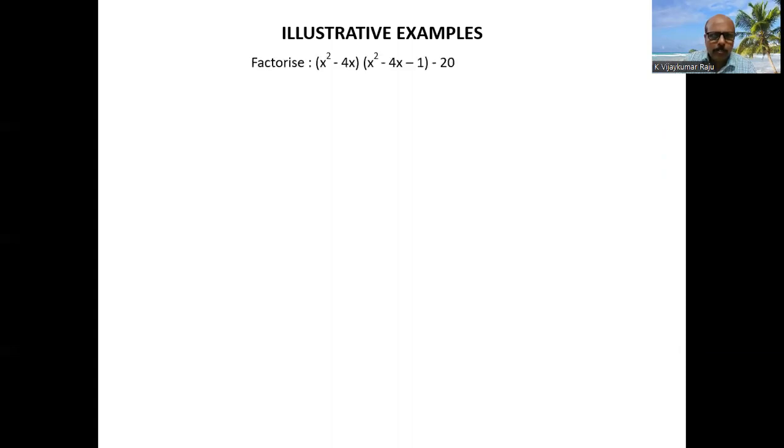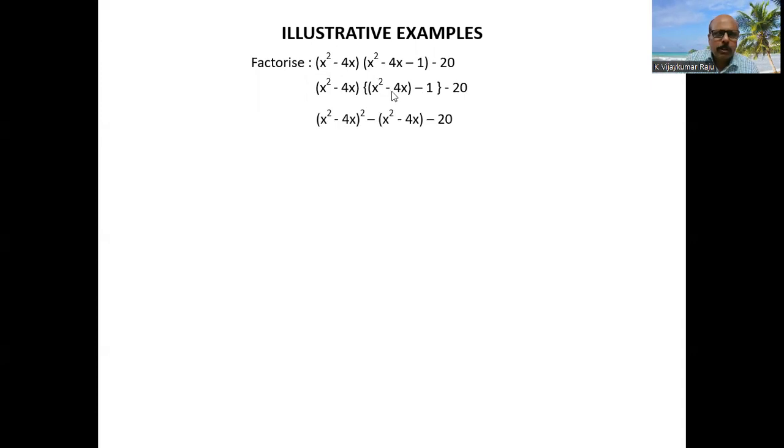Now, one more. See this, factorize. Again, this is a little difficult, different type: x square minus 4x, whole square, minus 4 times x square minus 4x, minus 20. So it is slightly different. Now see, it is not in any of the identity forms. So how to do this? What I do is, x square minus 4x, you write it down as it is. Here again you got x square minus 4x, so let us take this in a bracket, minus 1, minus 20. So when you do this, what happens?